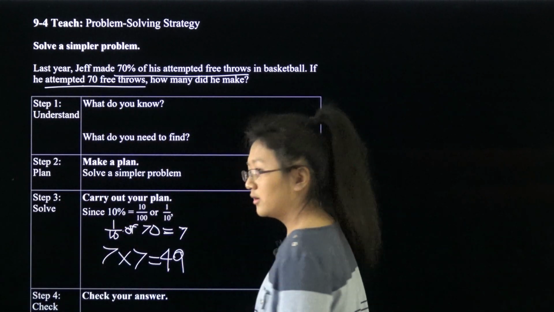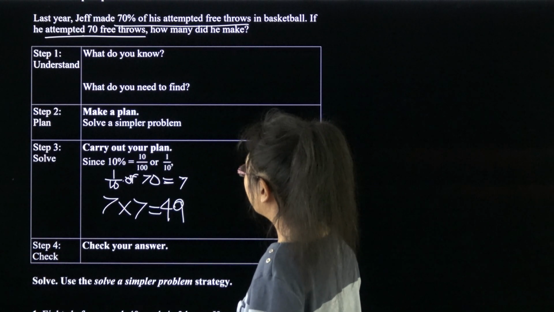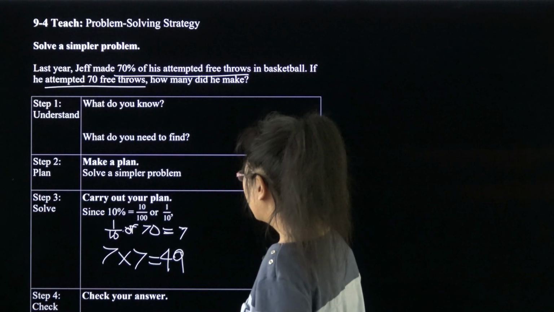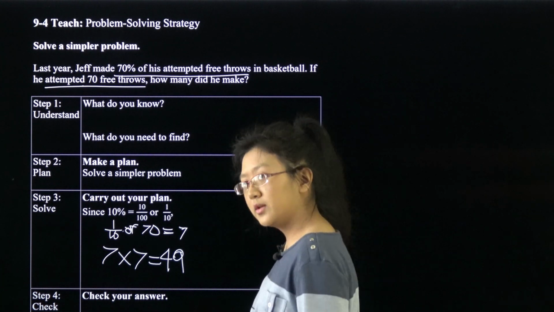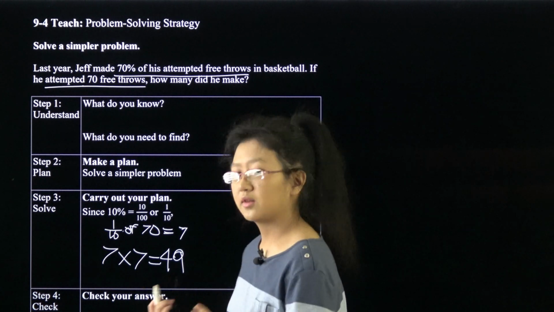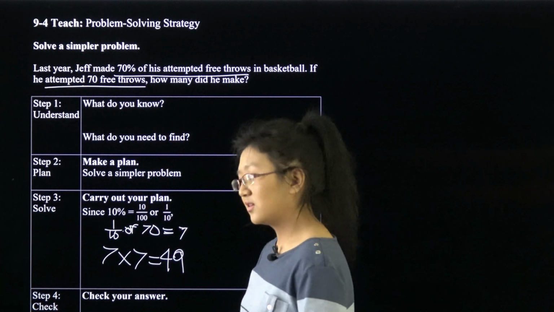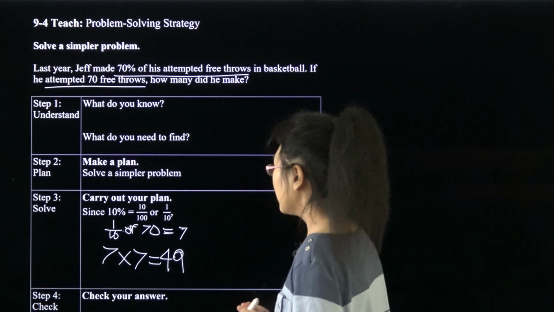So check our answer. Does it make sense? If it's 30%, 30% would be 3 times 7, and that would be 21. 21 plus 49 equals 70. 70 equals 70. Our answer makes sense, and our answer is correct.